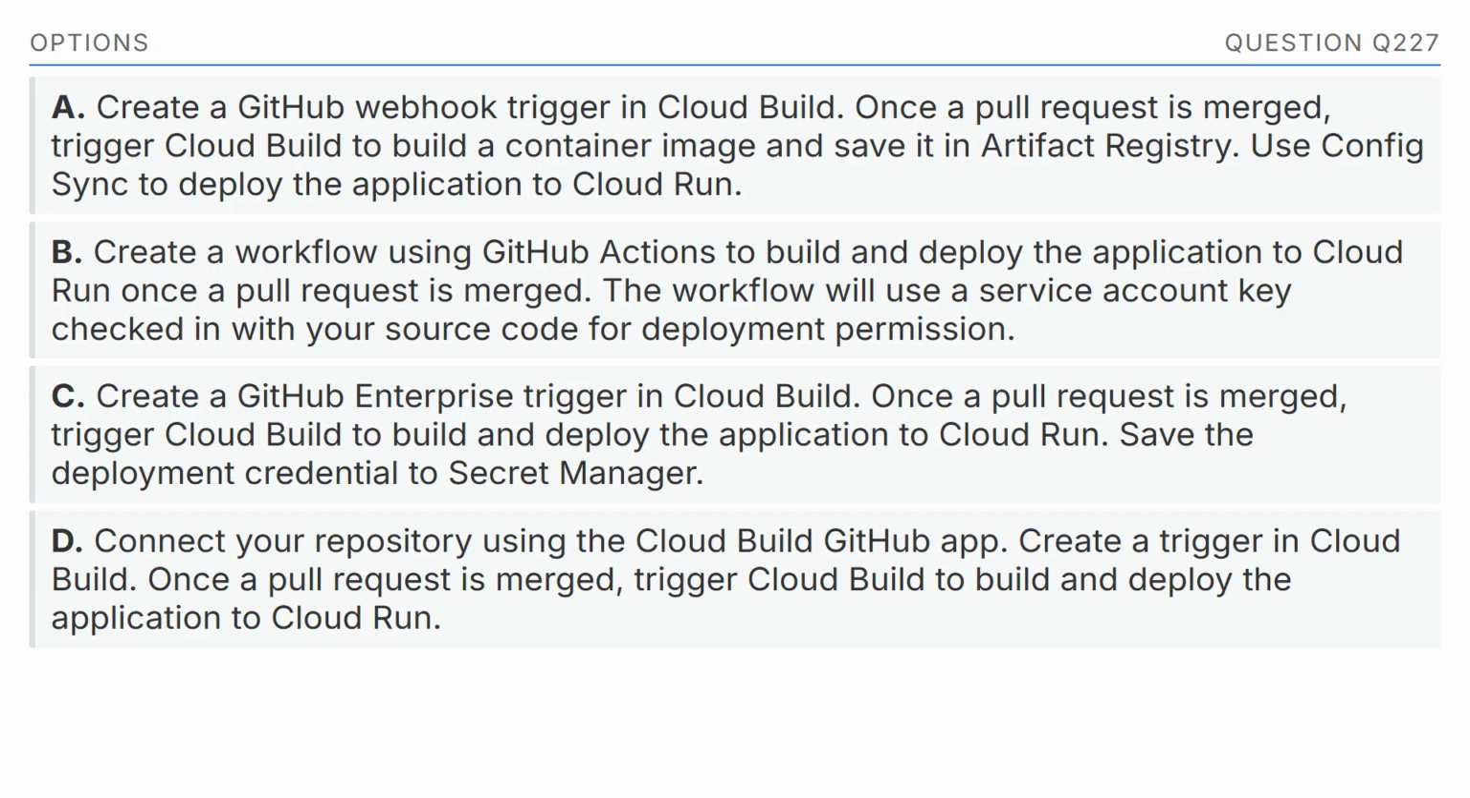Option C, create a GitHub Enterprise trigger in Cloud Build. Once a pull request is merged, trigger Cloud Build to build and deploy the application to Cloud Run. Save the deployment credential to Secret Manager. Option D, connect your repository using the Cloud Build GitHub app. Create a trigger in Cloud Build. Once a pull request is merged, trigger Cloud Build to build and deploy the application to Cloud Run.